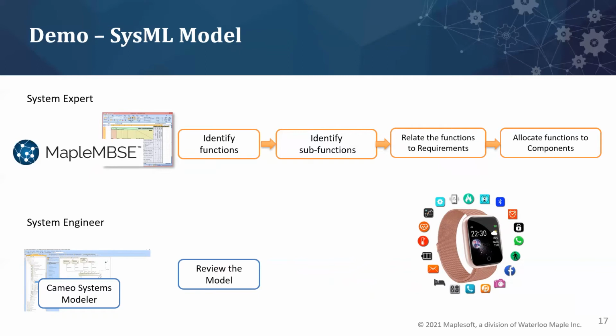The system engineer would have already created the template that MapleMBSE is going to use to display information to the user. And once this information is added by the system expert, we will go to a Cameo model. We will see how this information added by the system expert is reflected as SysML elements itself.